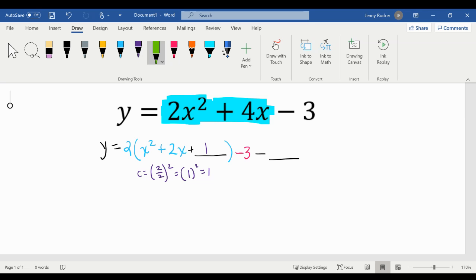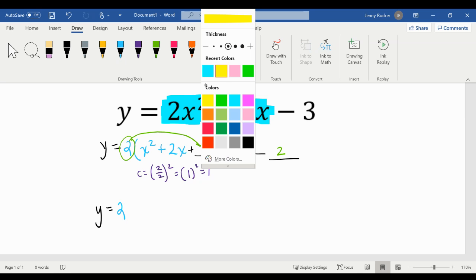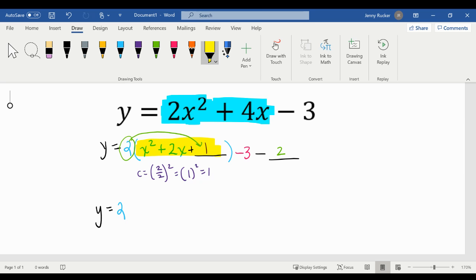And then we have to do 2 sets of that or use the distributive property. So it's 2 times 1, so we subtract 2. So that's where we got to in problems 5 and 6. Now we're going to continue to write the vertex form. So we keep our a value of 2, and we're going to take this x squared plus 2x plus 1 and rewrite that as the perfect square that we created, x plus 1 squared.